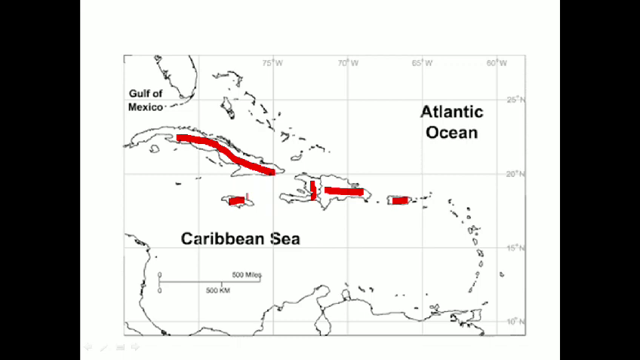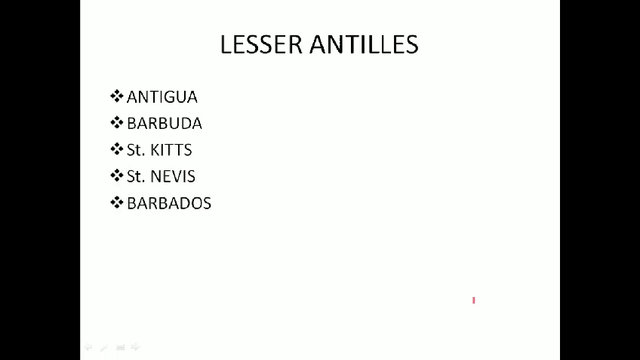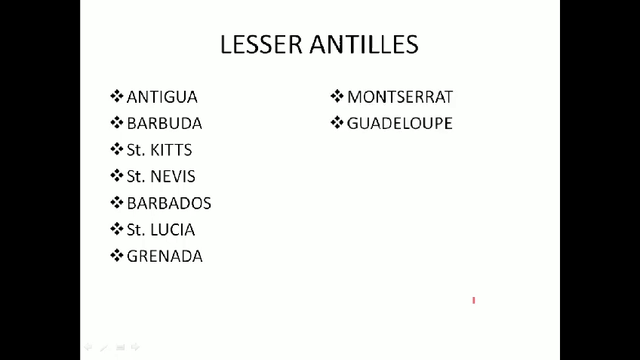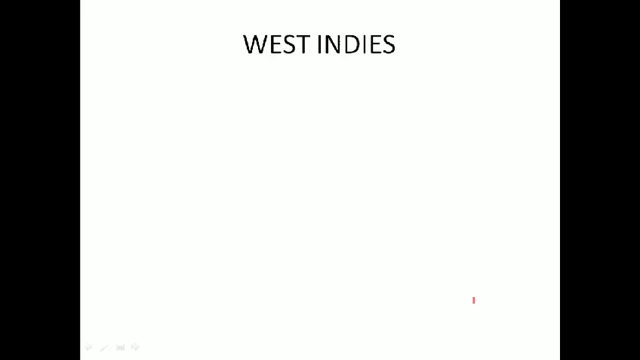Okay, right. Now, these are the other island groups. Now, Lesser Antilles: Antigua, Barbuda, Saint Kitts, Saint Nevis, Barbados, Saint Lucia, Grenada, Montserrat, Guadeloupe, Dominica, Martinique, Saint Vincent and Grenadines, Trinidad and Tobago. Okay, so those countries form what we say Lesser Antilles.